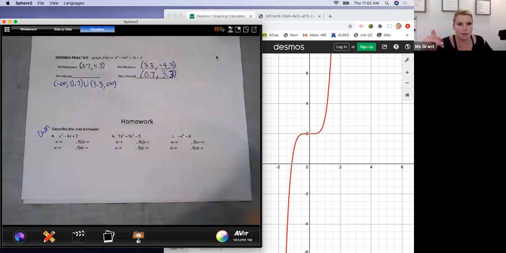Try and do what you can without Desmos, and then use Desmos at the end.